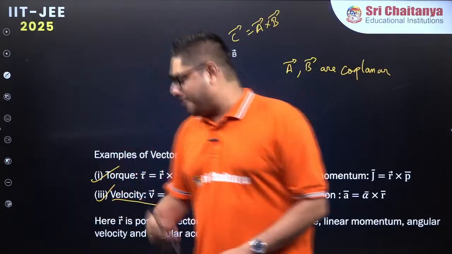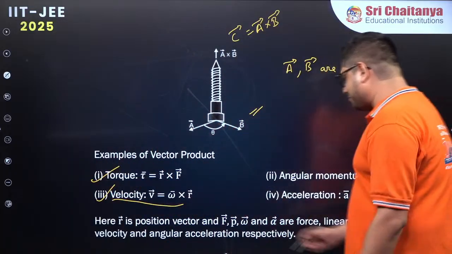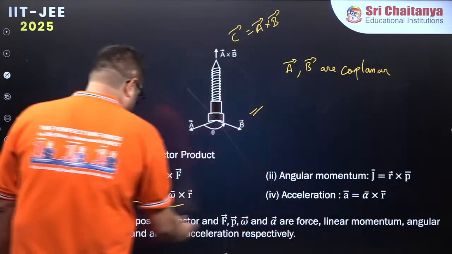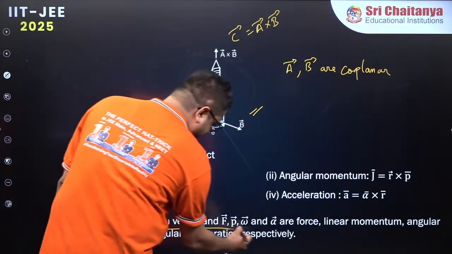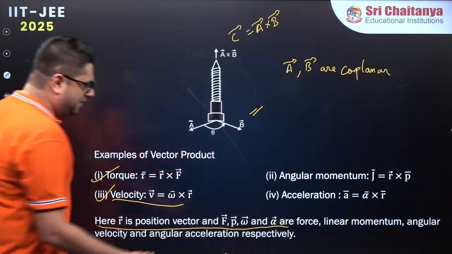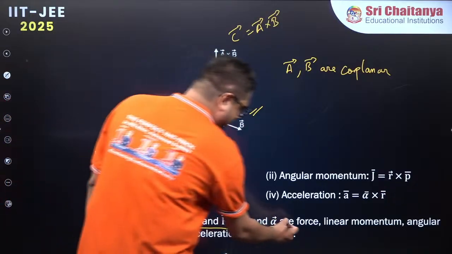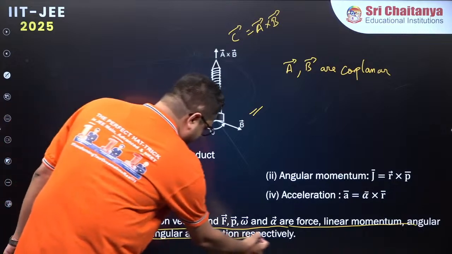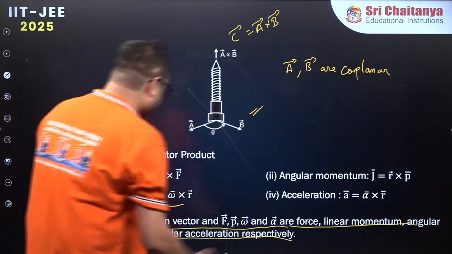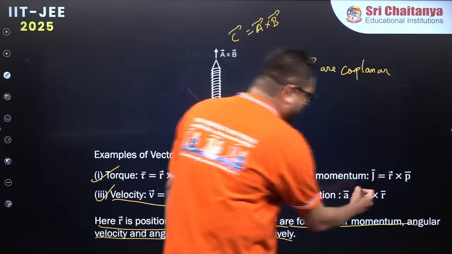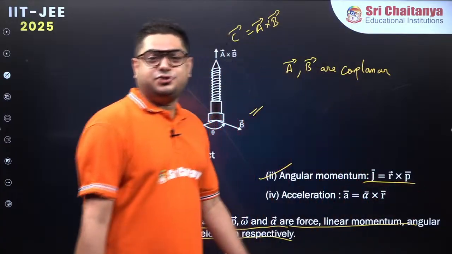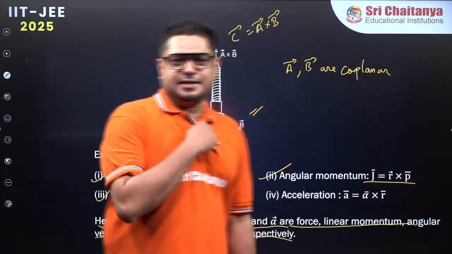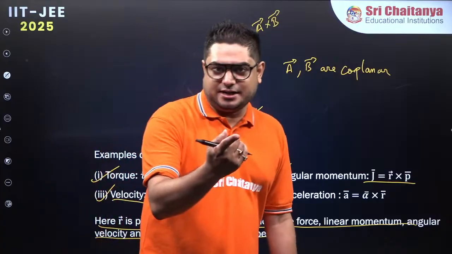Okay, so now let's get started. Here R is the position vector, and F, p, omega, alpha are the force, linear momentum, angular velocity and angular acceleration. They have just given you the annotations of the parameters I am using here. There are other two examples. See, angular momentum, I have been using it a couple of times, isn't it? J is R cross P. What is P over here? That is the linear momentum.